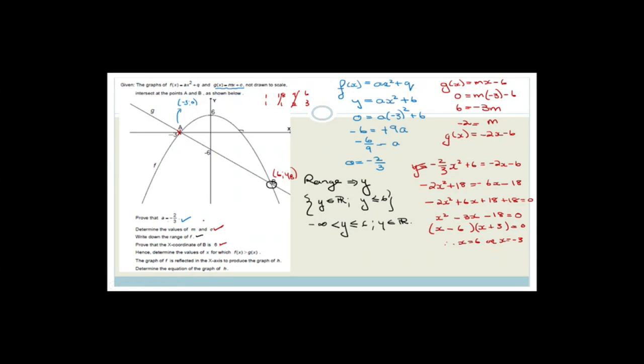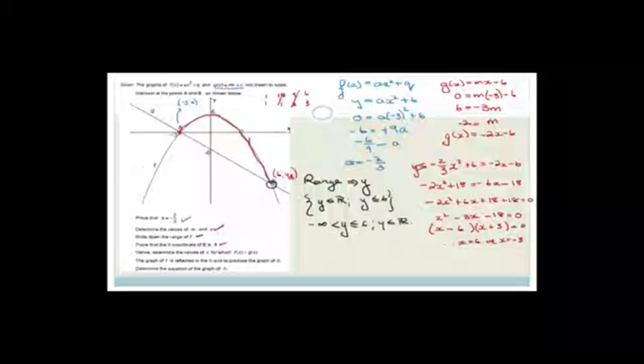So what are they asking again? They're asking for which values the parabola is higher on this graph than the straight line. And it would be from here all the way along to here. Do you agree over here the parabola is lower on the graph? And yeah, the parabola is definitely lower on this graph. Okay, the y value is smaller.